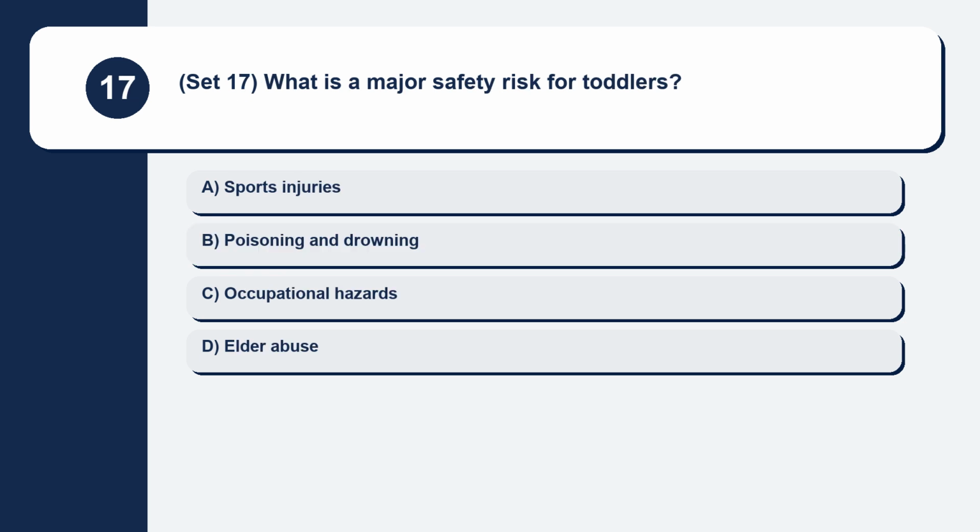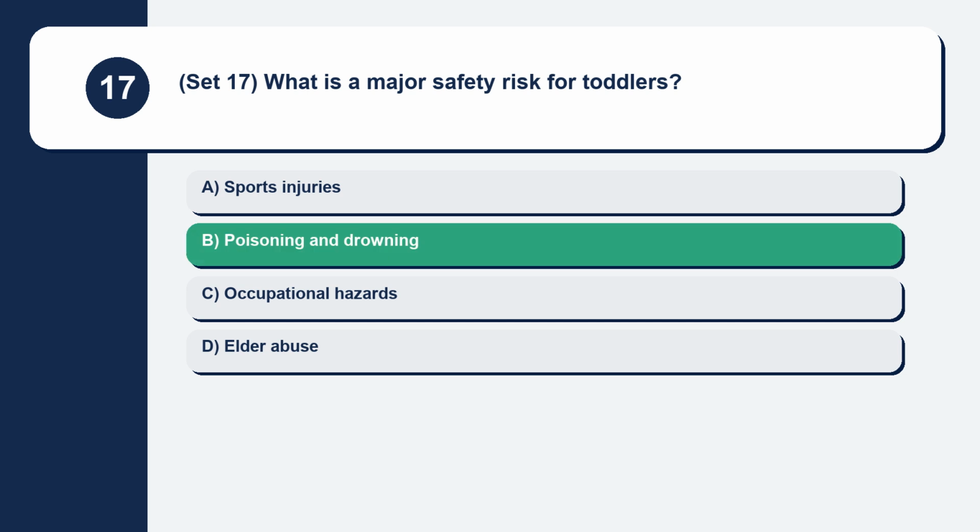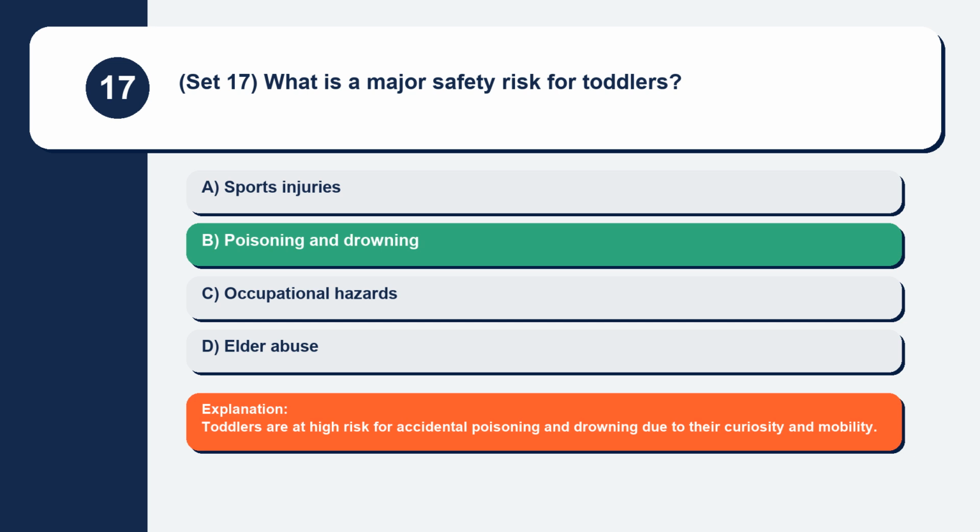Question 17. Set 17. What is a major safety risk for toddlers? Sports injuries, poisoning and drowning, occupational hazards, elder abuse. Toddlers are at high risk for accidental poisoning and drowning due to their curiosity and mobility.